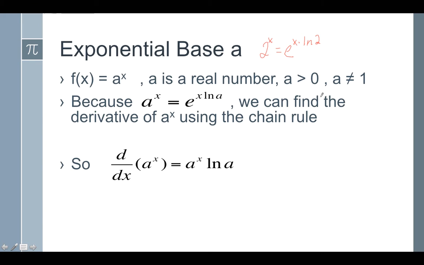And if we think about it this way, if I was to do the whole process here, d dx of e to the x times the natural log of a, using the chain rule, we'd say this is the natural log of a times e to the x times the natural log of a. Well, we already know from this idea right here that e to the x natural log of a is a to the x. So we can replace it with a to the x, and we can rewrite this as this statement right here.